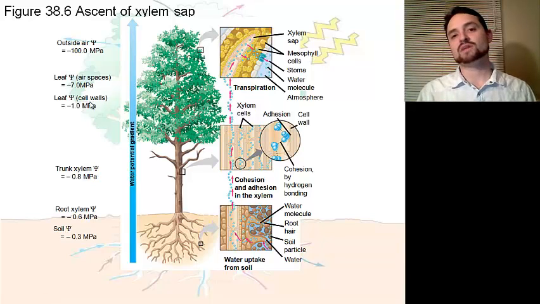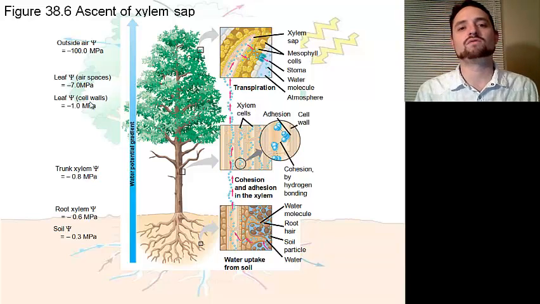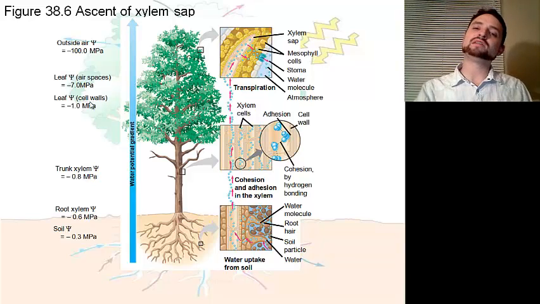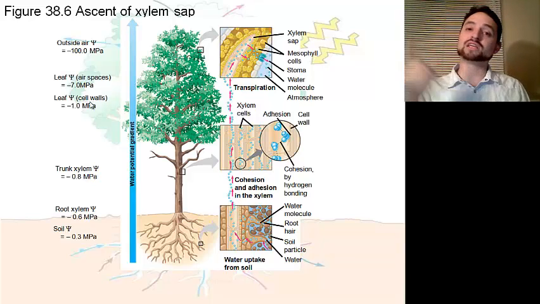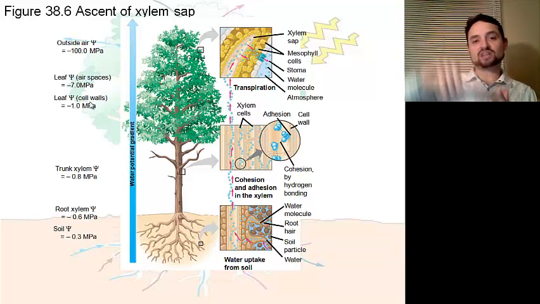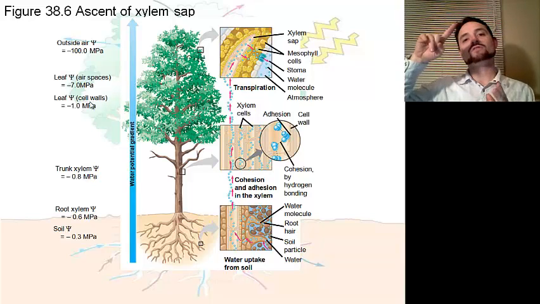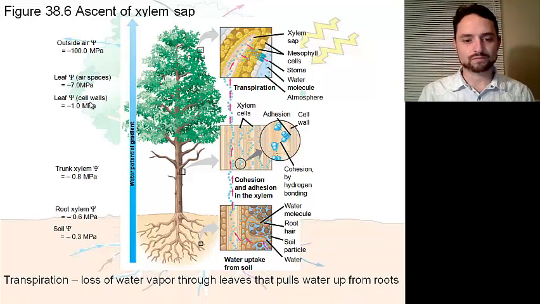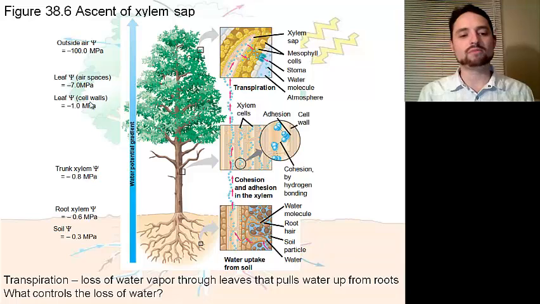From the leaf cell walls to the air spaces in the leaf, negative 1 to negative 7. And then finally to the outside air, negative 100. We talk about that because of transpiration. We've discussed transpiration before, but that process of water going out, because water sticks to itself, also creates that suction in the plant to keep that water flowing up towards the leaves. And thus you end up with an adequate supply in the leaf coming from the soil. Transpiration, once again, is the loss of water vapor through the leaves. It pulls water up from the roots.